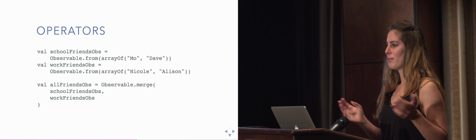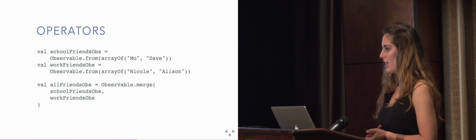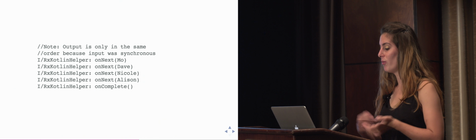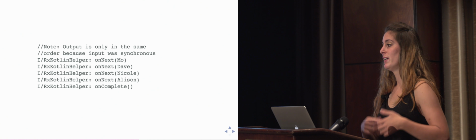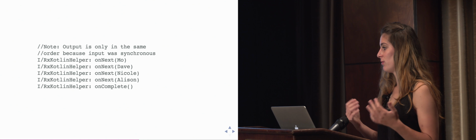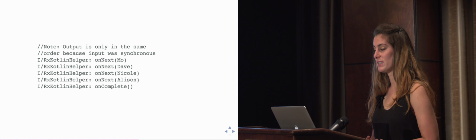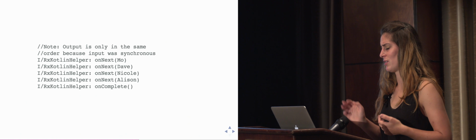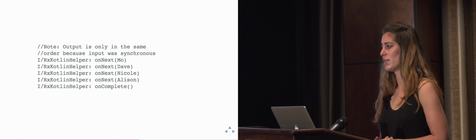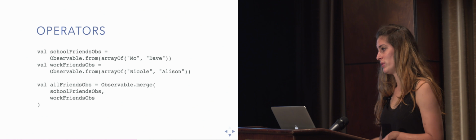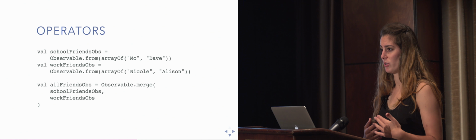And then at the bottom, I combine all my friends. So, all right, let me create an observable from the merged output of my school friends and of my work friends. And this output looks like this. We have Mo, we have Dave, we have Nicole, we have Allison, and then it's done. All the elements of both observables are represented in this output, and then we complete because there's nothing left to process. Now, I left a note here for you. The reason these are in order is because it's just an observable with names that are strings, so it's synchronous. If you were doing network stuff, it's perfectly valid for it to be Nicole, Mo, Dave, and then Allison. They don't have to be ordered like that.